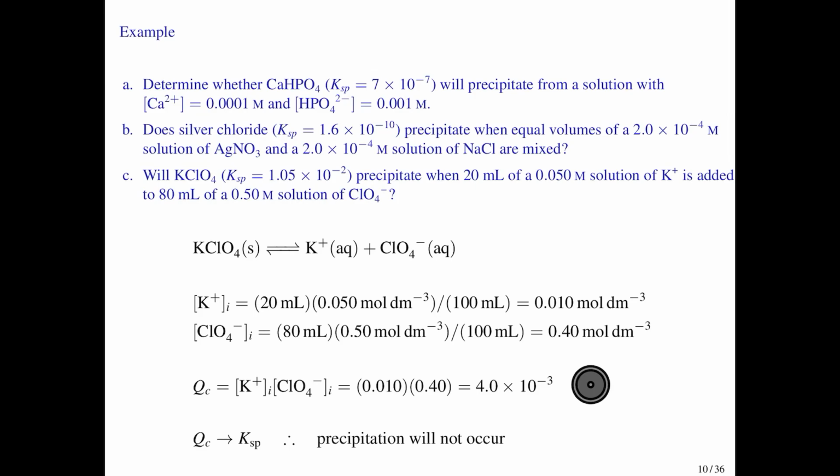We compare that to KSP, and we see that in this case, Q is less than KSP. So we would write Q to the left of K, and in order to get back to equilibrium, the reaction needs to proceed towards the right, which is towards the dissolved ions. So in this case, no precipitate will form.